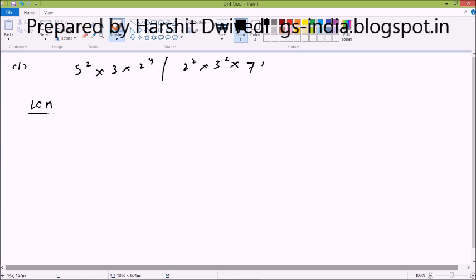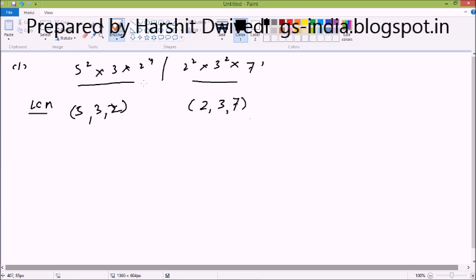As already told you, LCM contains all elements of individual numbers. I am assuming you have watched my LCM lectures. So in this number, 5 square into 3 into 2 to the power 4, I am going to identify the unique prime numbers. Unique prime numbers are 5, 3 and 2. And in this number, 2 square into 3 square into 7 to the power 1, the unique prime numbers are 2, 3 and 7.